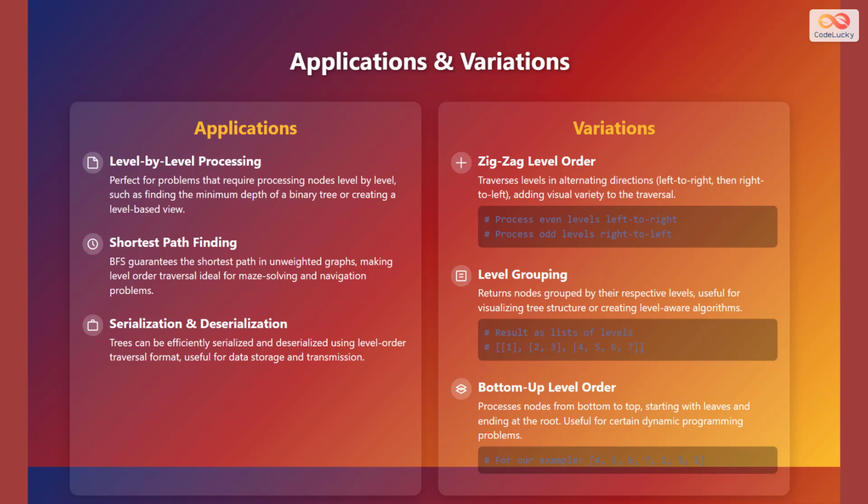Some variations include zigzag level order, which traverses levels in alternating directions, left to right, then right to left, adding visual variety to the traversal. Another variation is level grouping, which returns nodes grouped by their respective levels, useful for visualizing the tree structure or creating level-aware algorithms. Bottom-up level order processes nodes from bottom to top, starting with leaves and ending at the root, which is useful for certain dynamic programming problems.